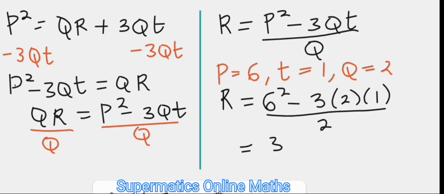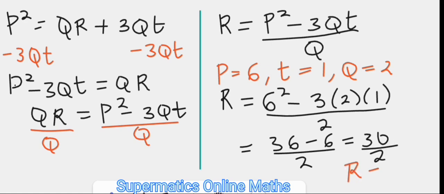This gives 36 minus 6 over 2, and that's 30 over 2. r is therefore equal to 15.